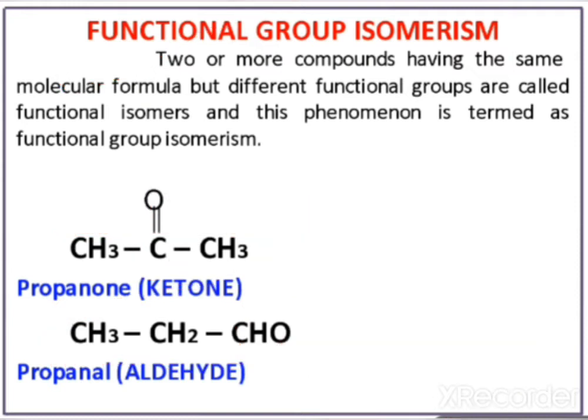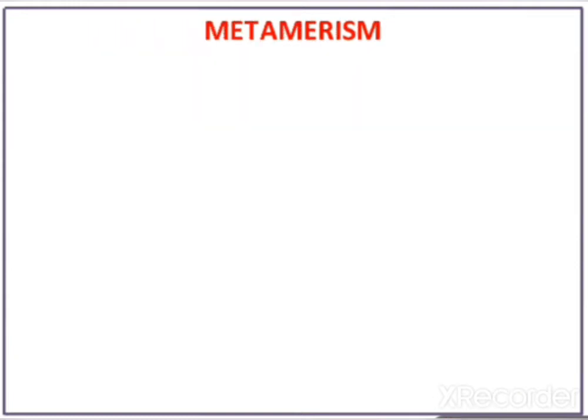Okay. After functional group isomerism, next is metamerism. So in metamerism, what will be the difference?